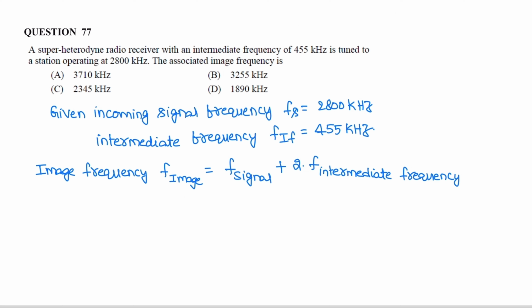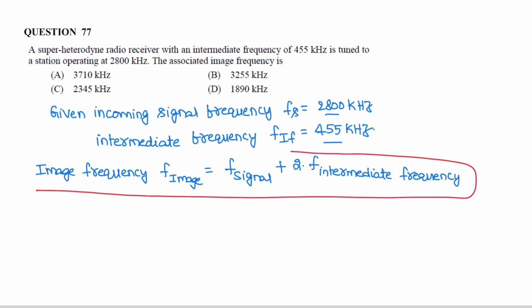Next question. A superheterodyne receiver with intermediate frequency fIF of 455 kilohertz and incoming signal frequency fS of 2800 kilohertz is tuned to the station operating at 2800 kilohertz. Now what is the image frequency? The relation between image frequency, intermediate frequency and signal frequency is: image frequency is equal to signal frequency plus 2 times the intermediate frequency.